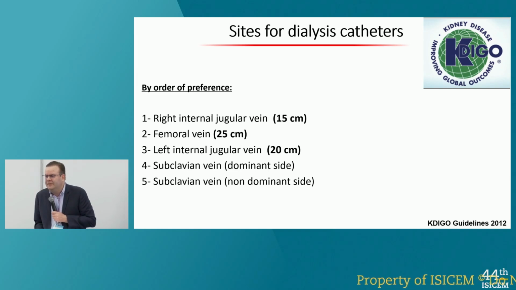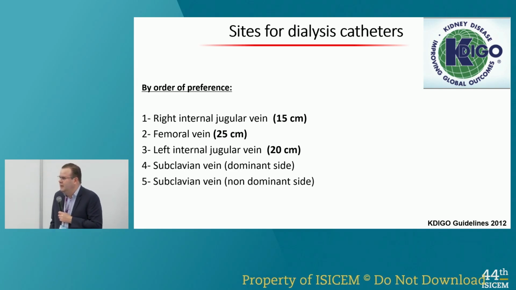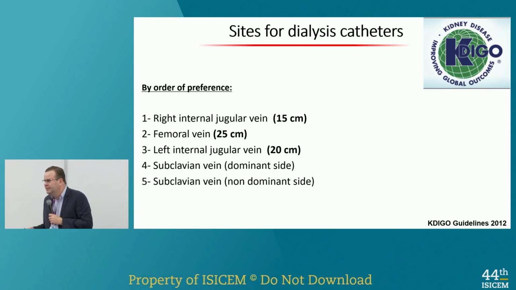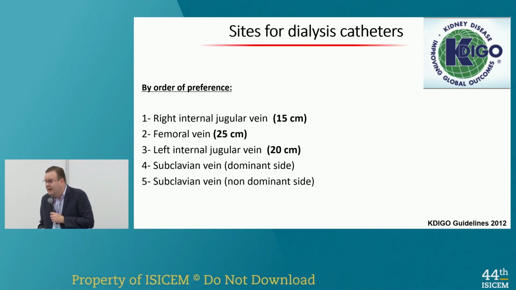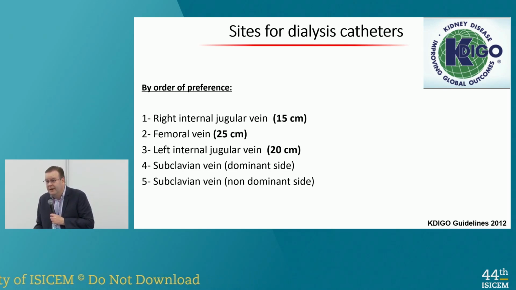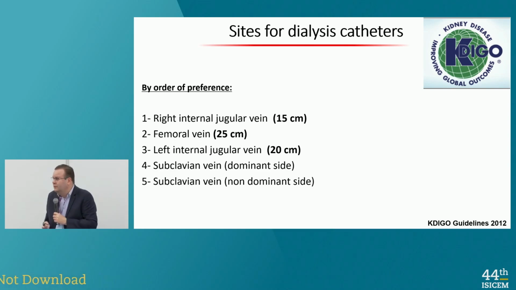Sometimes there are some mistakes done. You put the dialysis catheter in the femoral vein, but it's too short, 15 centimeters. That's not good because you don't reach the inferior vena cava, and so the blood flow there is not very high. So you won't be able to take the blood from the circulation. So femoral is 25 centimeters.